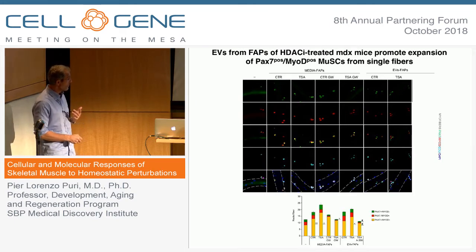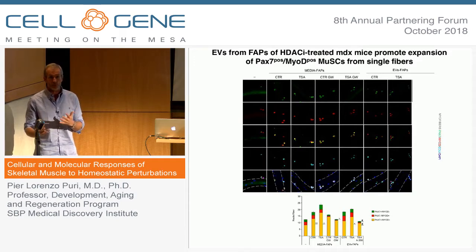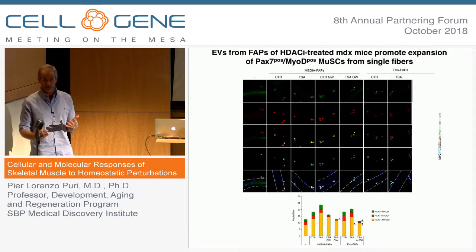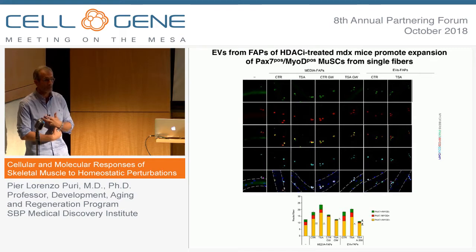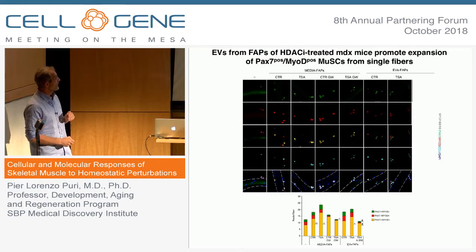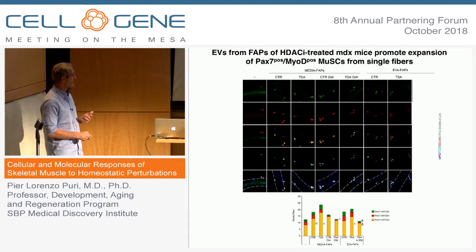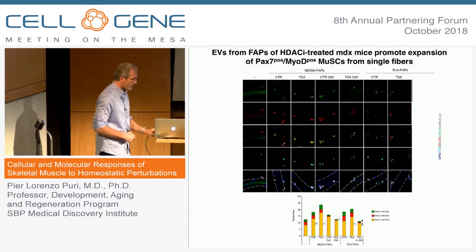I'll make that short just to show that with the TSA, you see an expansion of PAX7 MyoD positive satellite cells, which means that there is an expansion of those cells that we used to call activated. And the presence of the sphingomyelinase inhibitor could clearly reduce this activity.